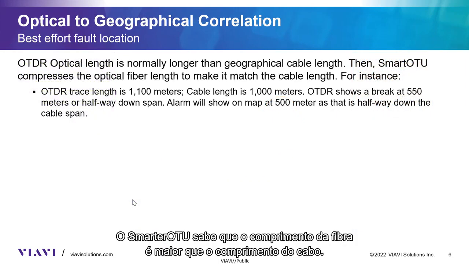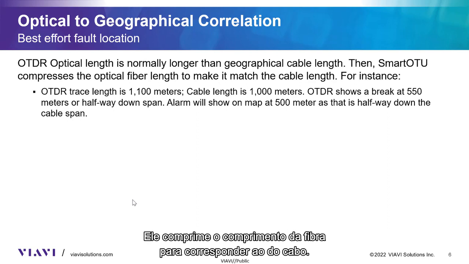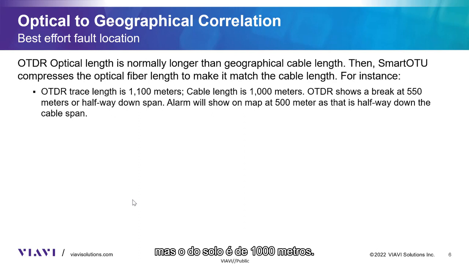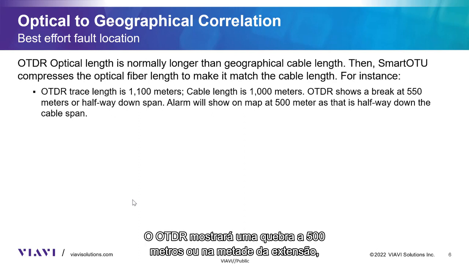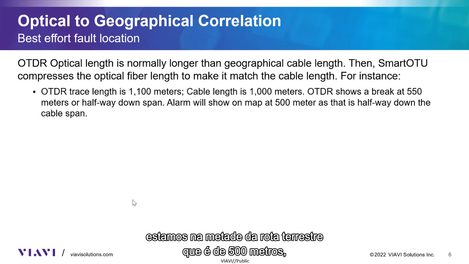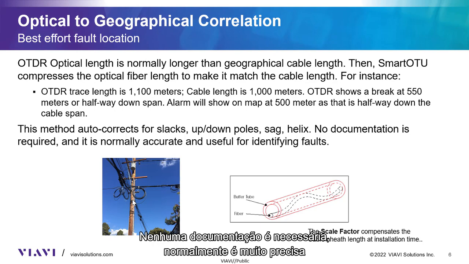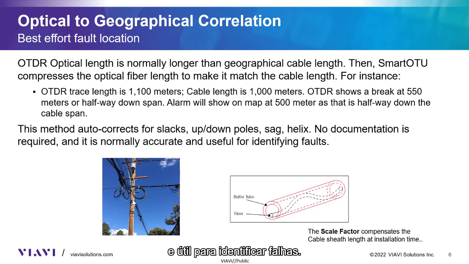Smart OTU knows that the fiber length is longer than the cable length, so it compresses the fiber length to match the cable length. An example is the OTDR trace is 1,100 meters, but the ground length is 1,000 meters. The OTDR will show a break at 500 meters or halfway down the span. Well, halfway down, the ground route is 500 meters, so the alarm will be at 500 meters and not 550. This method autocorrects for slacks, up and down poles, sag, and helix. No documentation is required, is normally very accurate and useful for identifying faults.